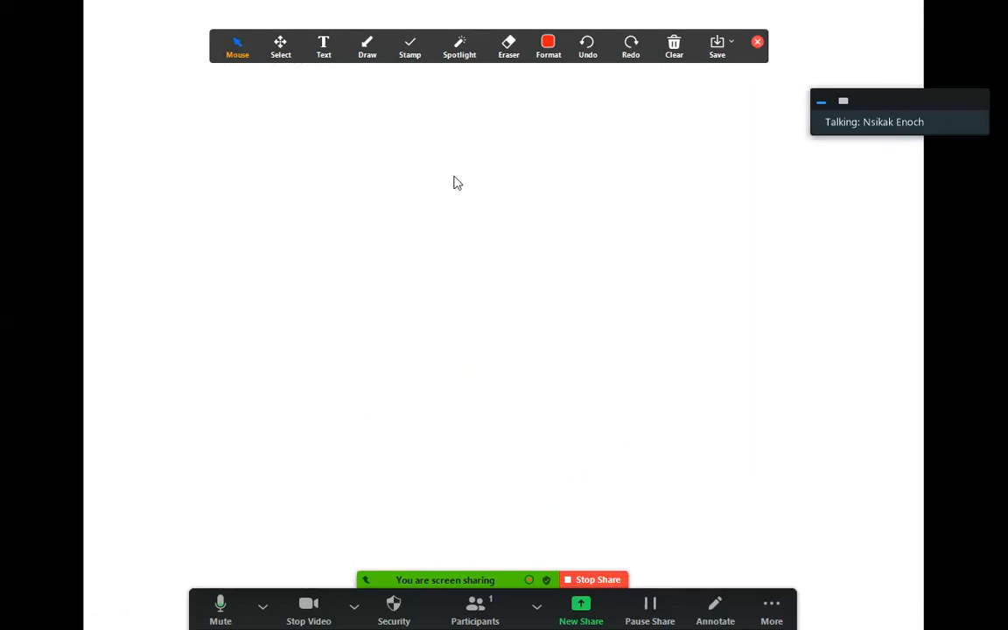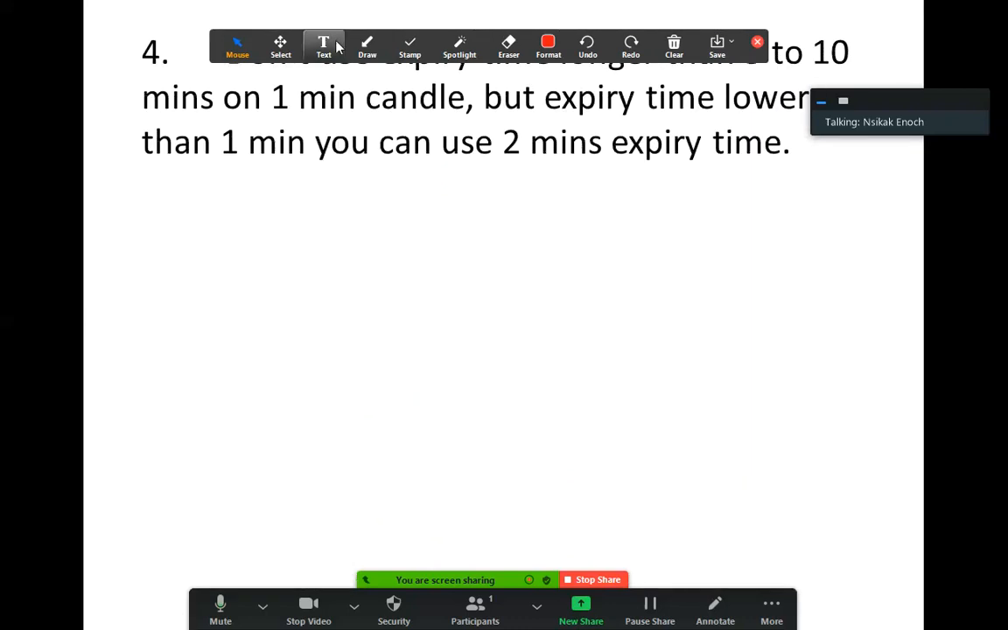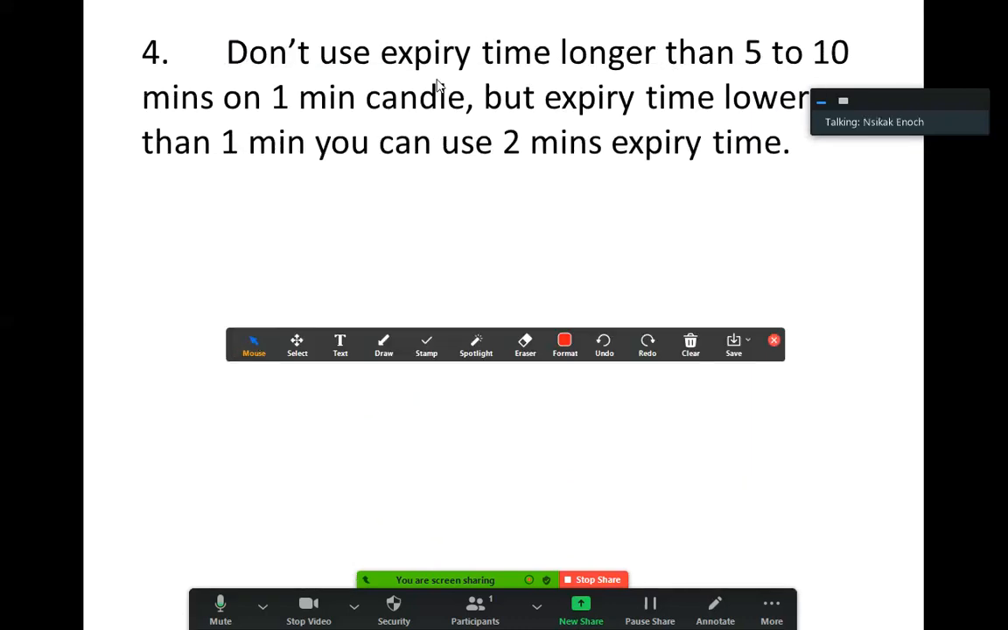Then the fourth condition is don't use expiry time longer than 5 to 10 minutes. Don't use 40 minutes. Don't use 30 minutes. Don't use 15 minutes. On a 1 minute candle, don't use expiry time longer than 5 to 10 minutes.